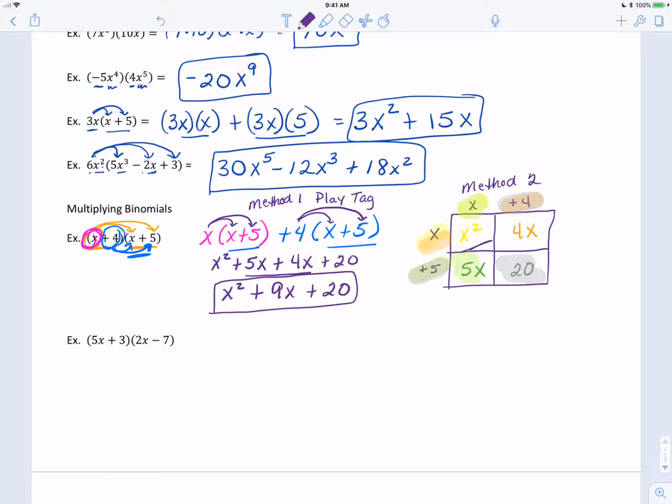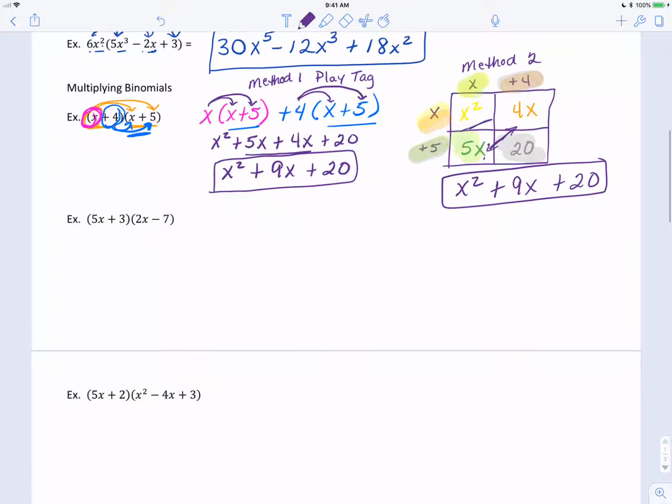Well, first off, we have this x squared. Now these two can be joined together, the 5x and the 4x, and they're both positive, so that makes 9x. And then we have that 20 on the end. So you see how we can get the same answer, whichever way you decide to do it.